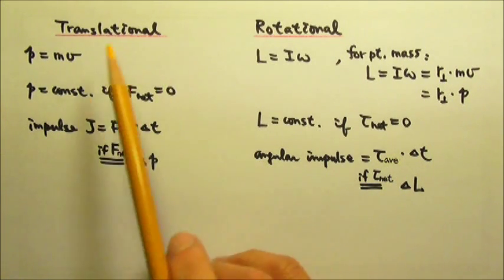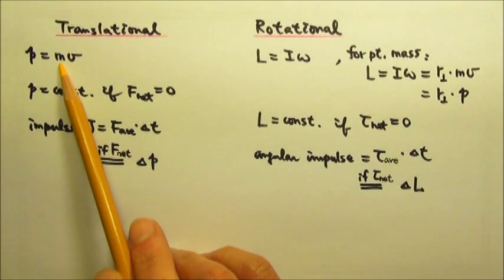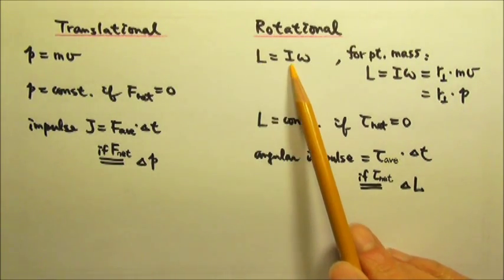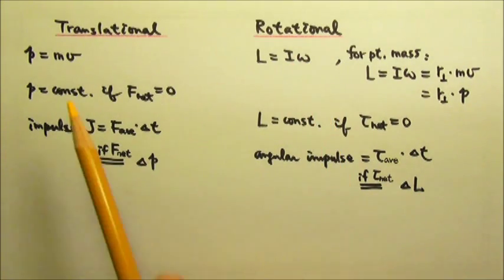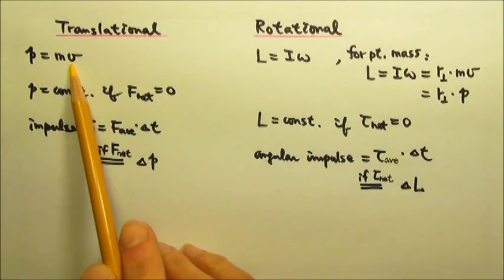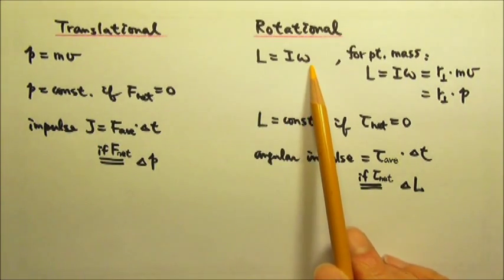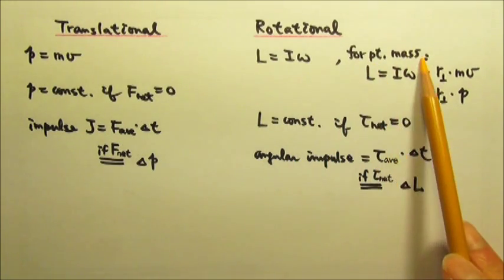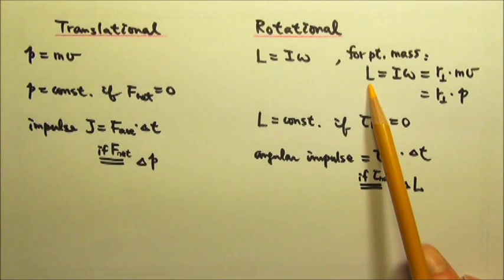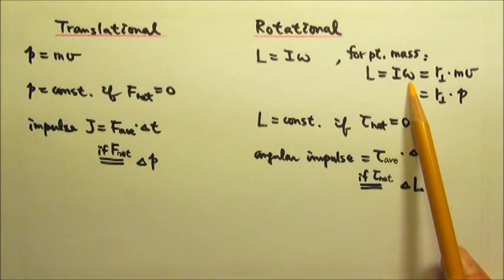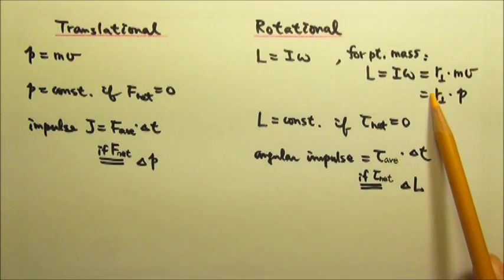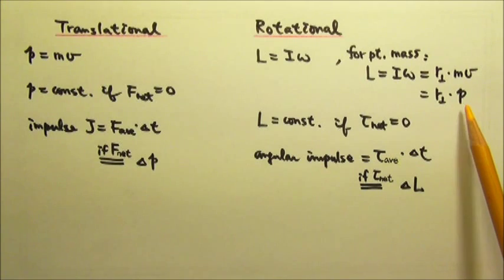For translational motion, we have linear momentum equals mv. And here we have angular momentum, that is I omega. By the way, if we say momentum or velocity, we mean the translational kind. For the rotational kind, we would say angular momentum and angular velocity. For a point mass, the angular momentum can also be found using perpendicular r times mv, which is perpendicular r times the linear momentum.